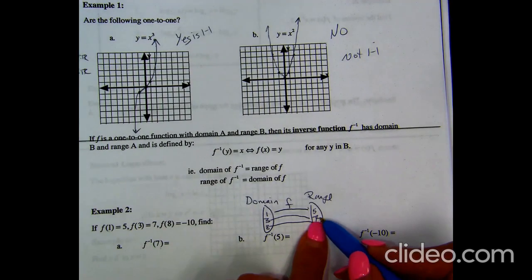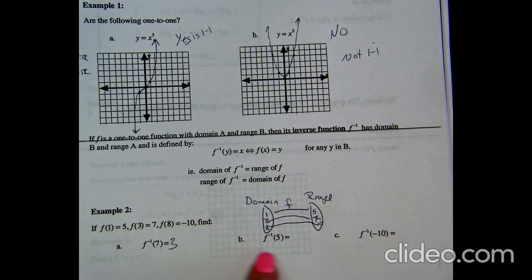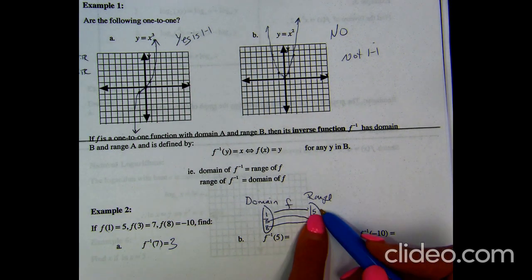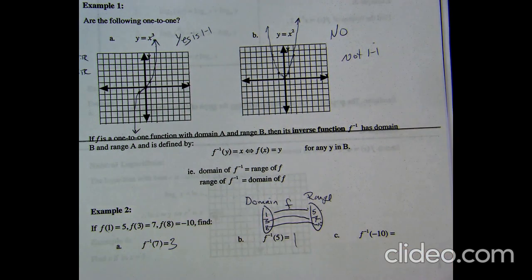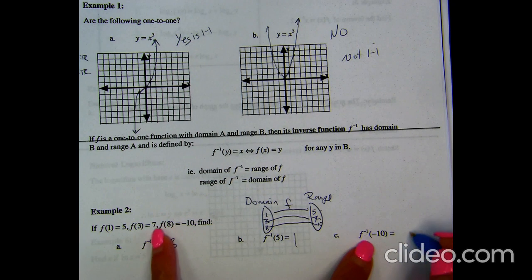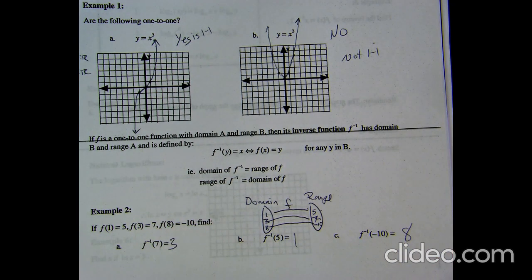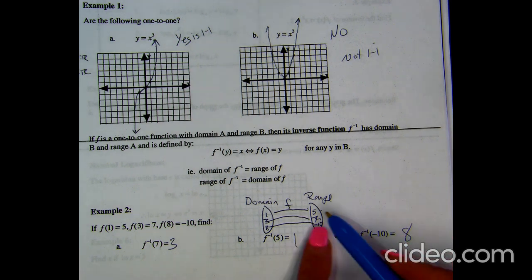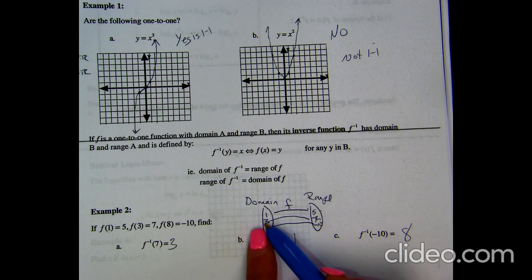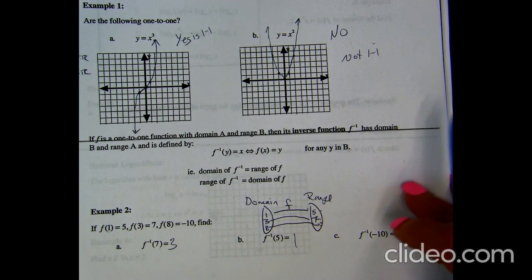Well, the inverse will undo what the function did. It takes 7 to 3. The inverse undoes what the function just did. That is, it's going to take 5 back to 1. What happens to negative 10? You get 8. So for the inverse, the domain becomes the old range. The range becomes the old domain.